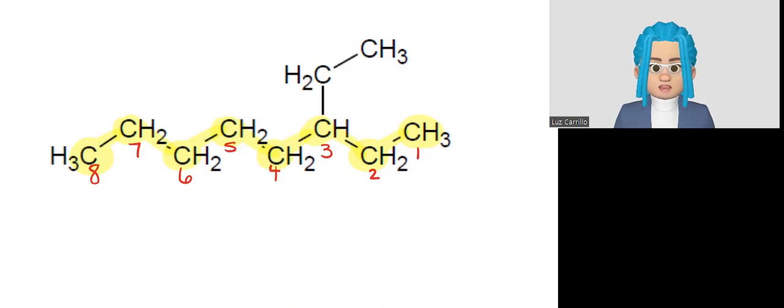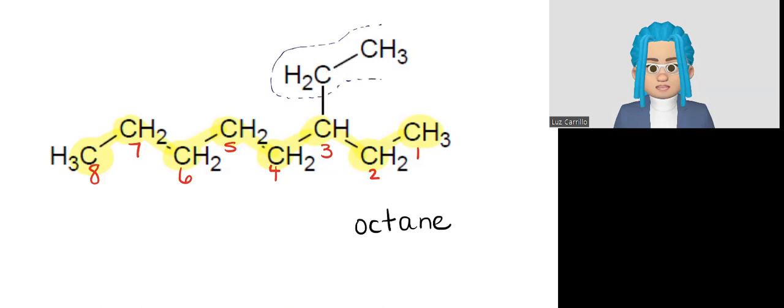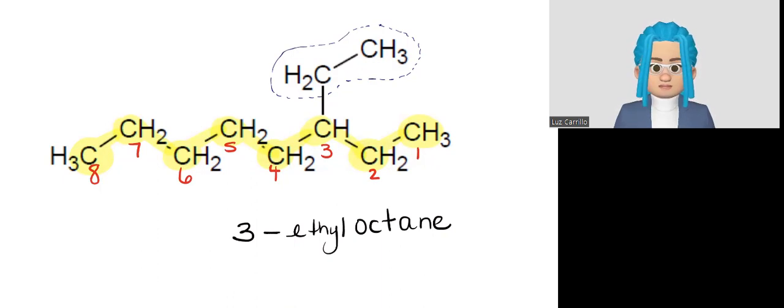So when I'm naming this molecule, I can observe that my parent chain is going to have the name of oct for the 8 carbons, ane because I have an alkane, and then as a prefix of that, I'm going to name the branch that I have. The branch or substituent is this area that I am putting with dotted lines. That is specifically called an ethyl group. And the position of that ethyl group within my octane is at position 3. So the name of this molecule is 3-ethyloctane.